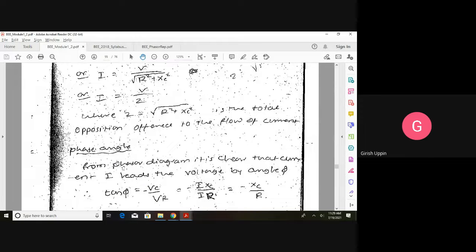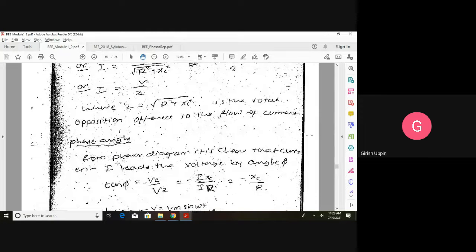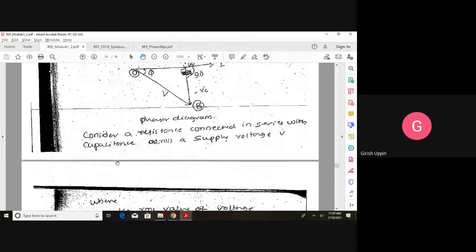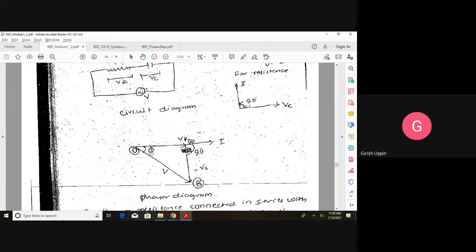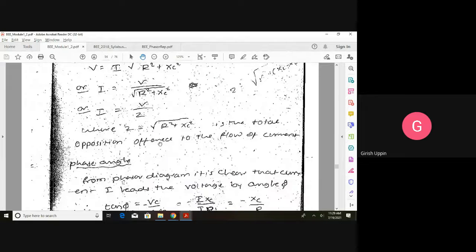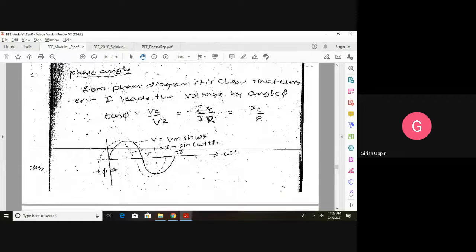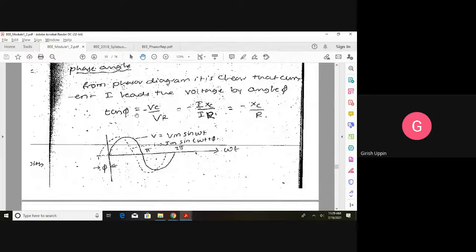And how do we find the phase angle? You have to go to the same phasor diagram. If you remember, tan phi is equal to minus Vc by Vr, or minus Xc by R. Once you understand one diagram, the same thing can be applied to others. Tan phi is equal to minus Vc by Vr, Vc is I into Xc, Vr is I into R, therefore minus Xc by R.